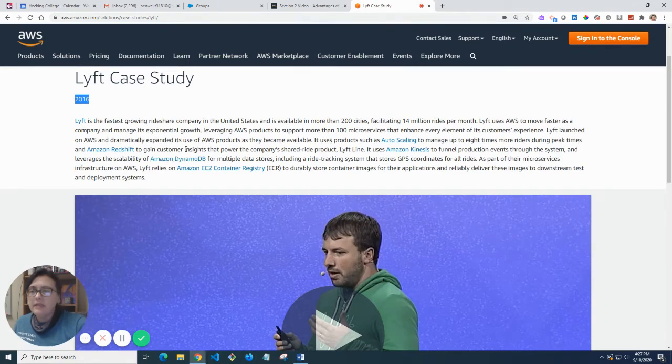Lyft launched on AWS and dramatically expanded its use of AWS products as they became available. It uses products such as auto scaling to manage up to 8 times more riders during peak times. And again, that's the scalability factor of your increased usage: AWS can automatically scale up. I think he makes a reference to the comparison between Friday night versus Sunday morning.